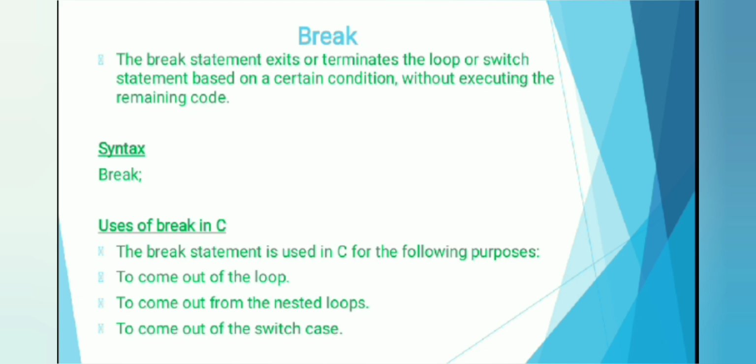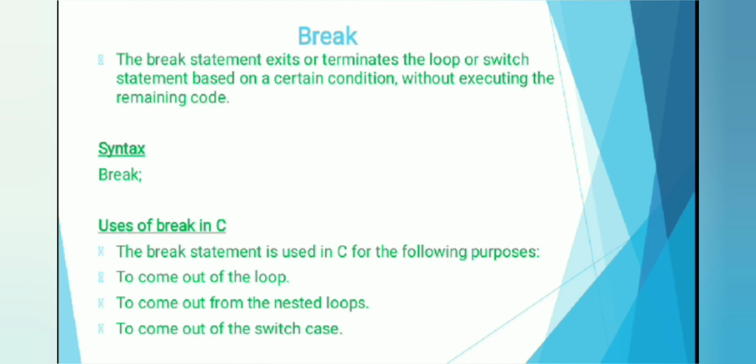So when can you use break in C? The break statement is mainly used for the following purposes. First main purpose, it is used to come out from a loop. Second, it is used to come out from nested loops. Third, it is used to come out from switch cases. Those are all the situations where you can use the break statement in C. You just use the break keyword and then give a semicolon. So this is the syntax.